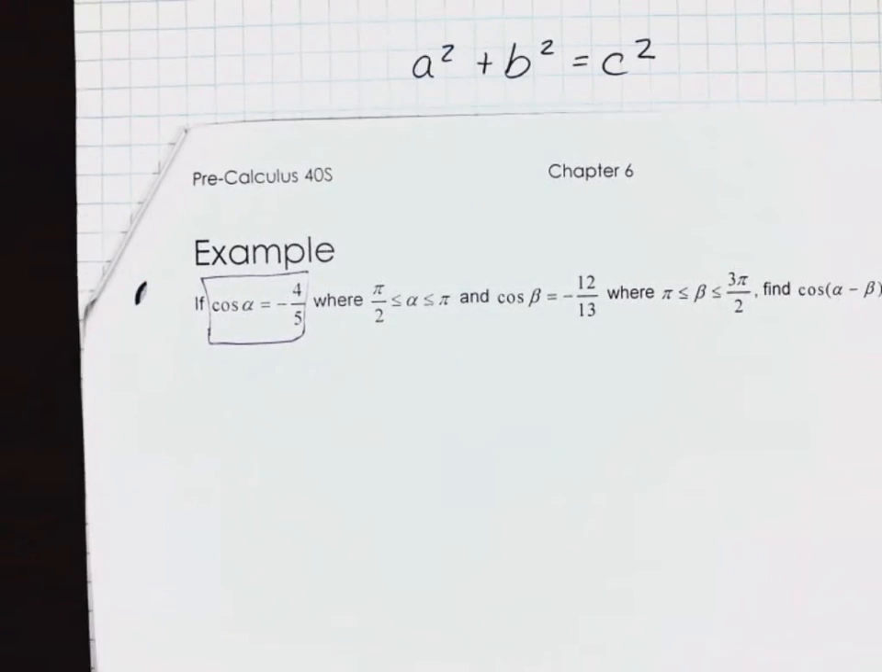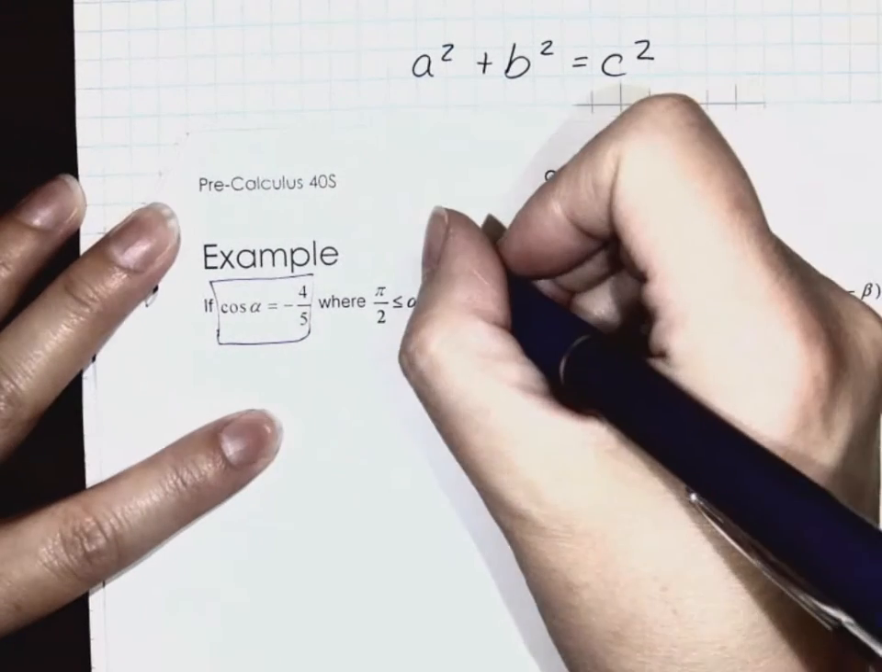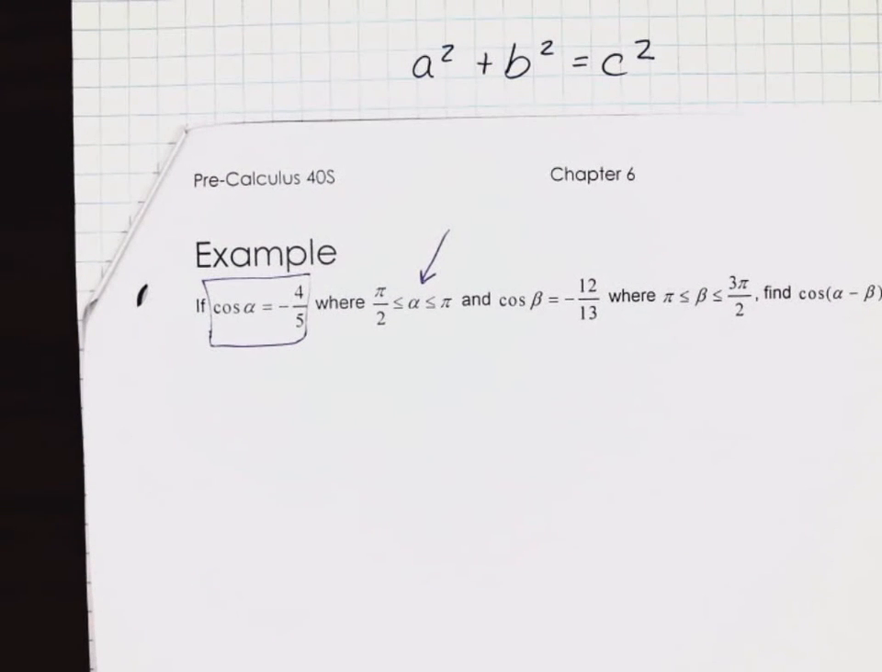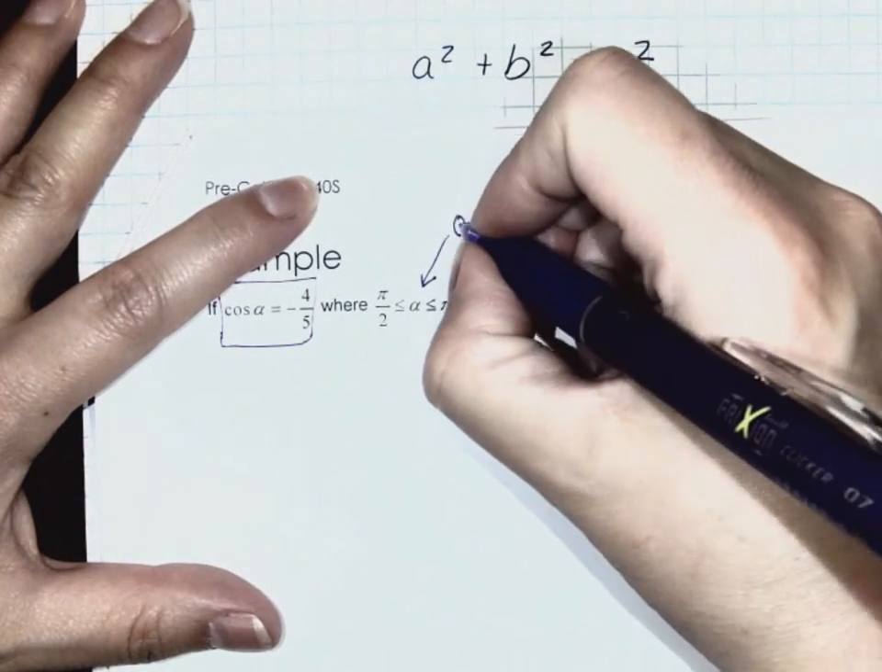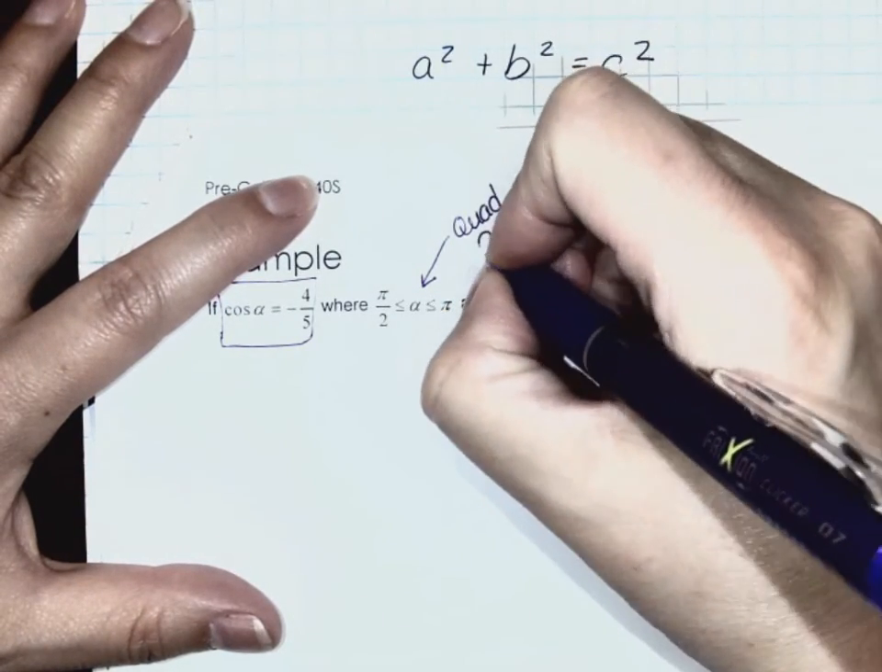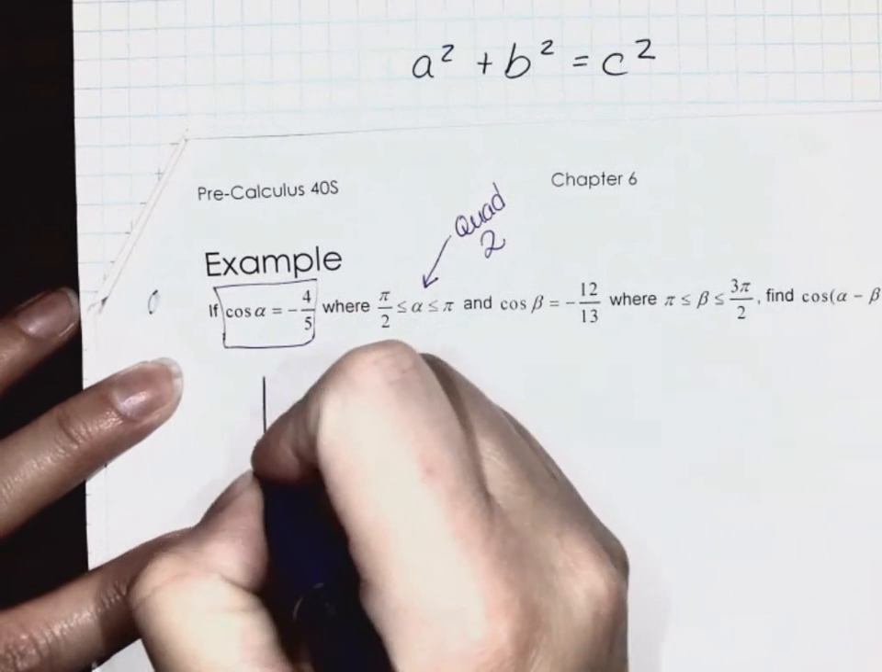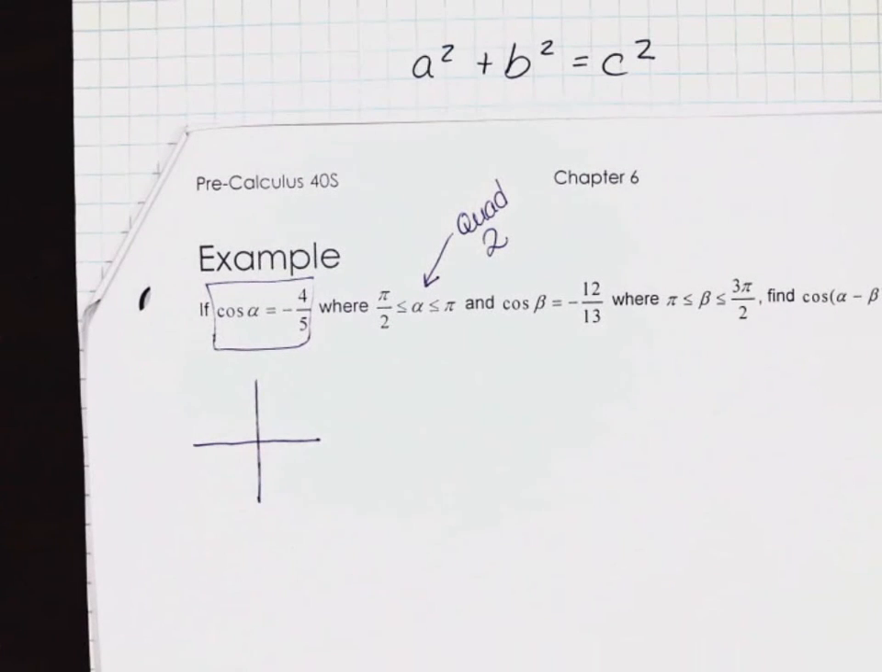Cos alpha. What does that restriction tell me? It has to be in quadrant 2, because we know cosine's negative in quadrants 2 and 3, and this specifies that it's in quadrant 2. So now I need you to draw me a picture. You guys are good at this. You've done this a million times, in chapter 4. Draw me the picture that goes with this.